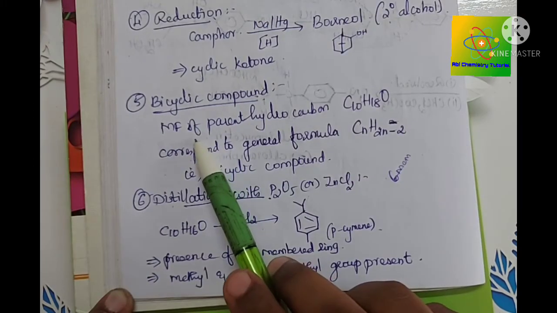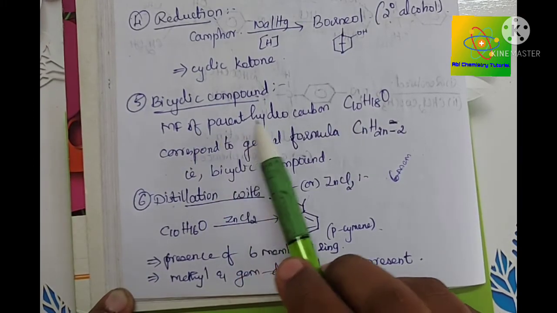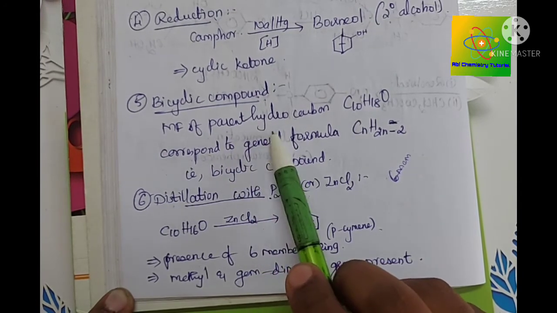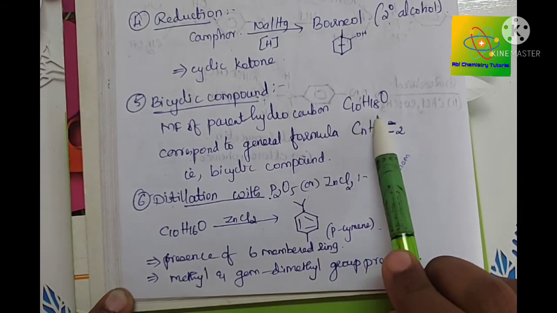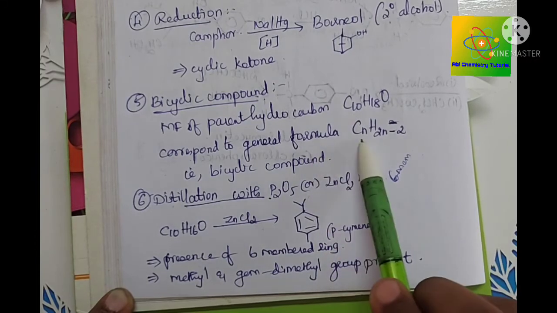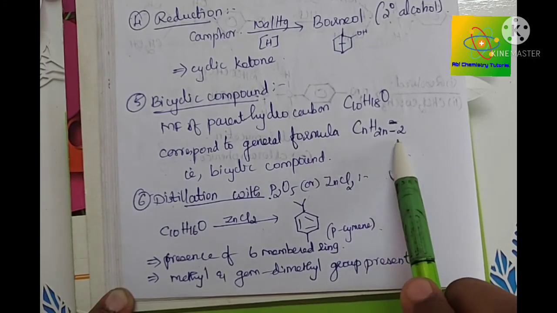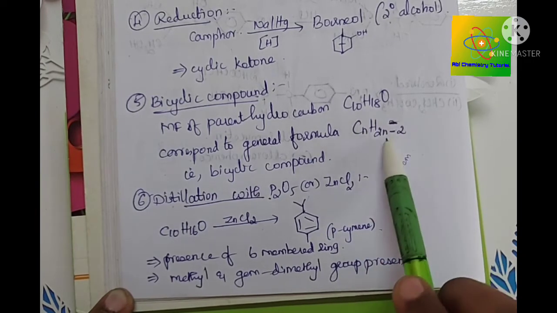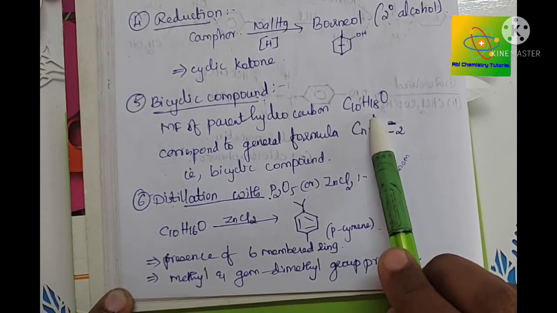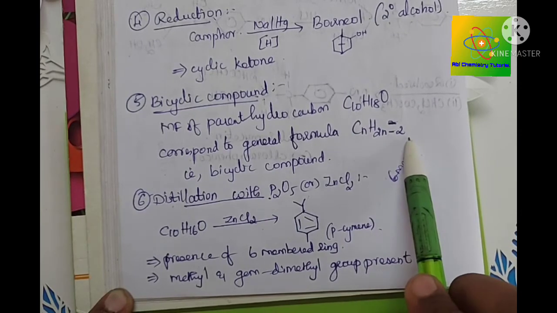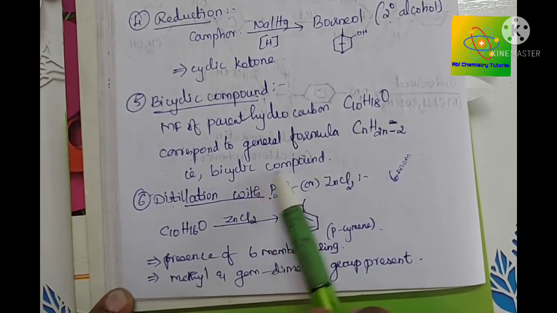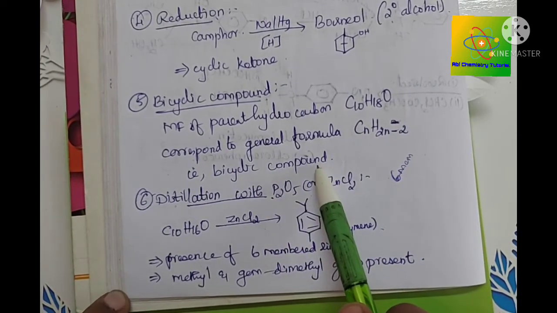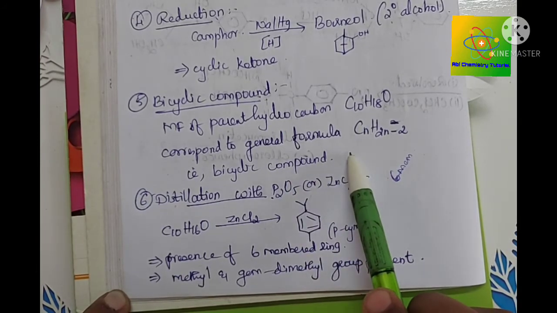Next, we are going to analyze the parent hydrocarbon's molecular formula. We get C10H18, which means CnH2n minus 2. For C10, 2n is 20, minus 2 is H18. CnH2n minus 2 corresponds to a bicyclic compound. So camphor is a bicyclic compound.